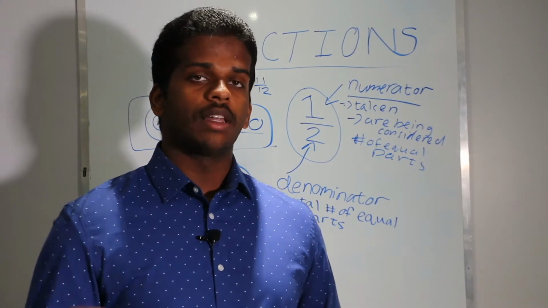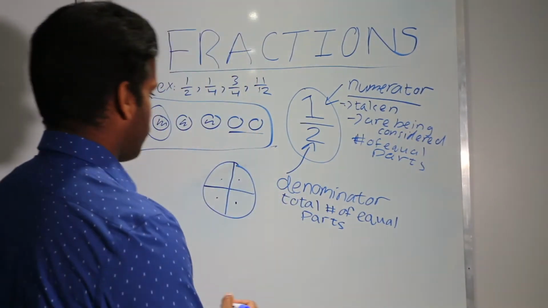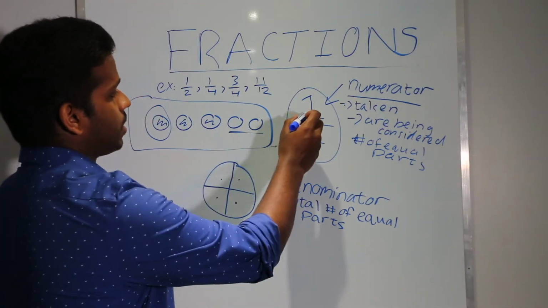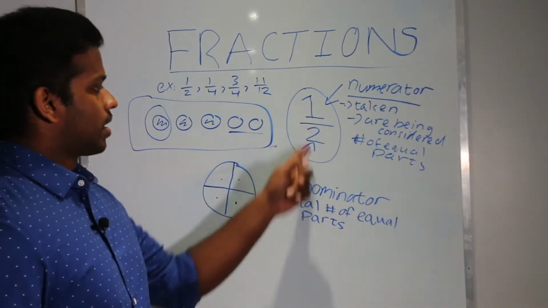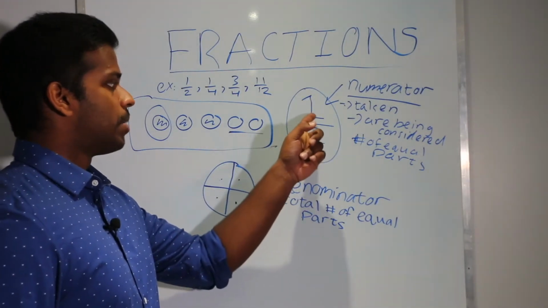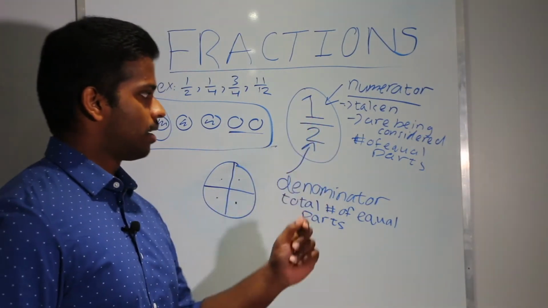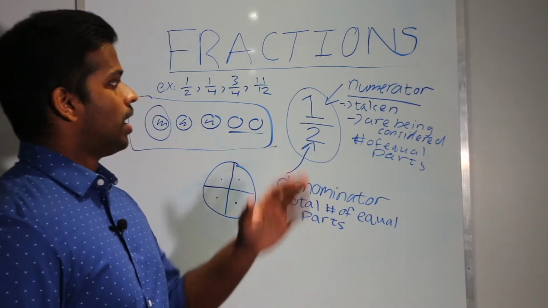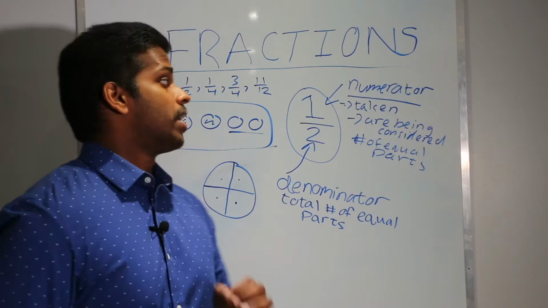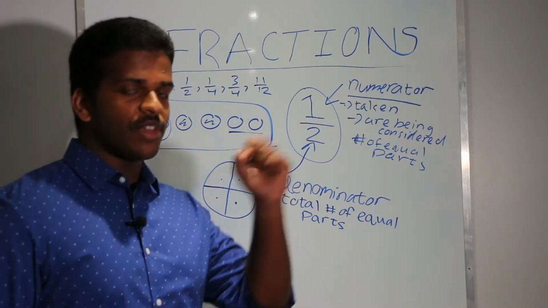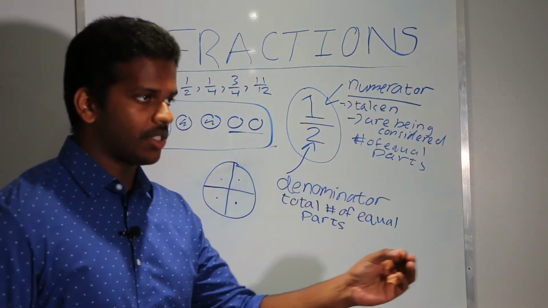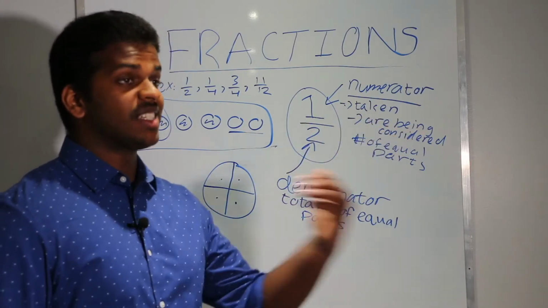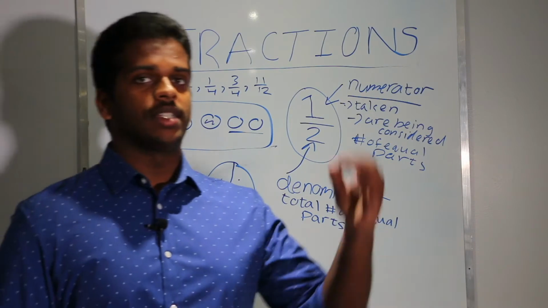So now we'll take a look at the parts of a fraction. I've already written it down here, so I'll just explain to you. A fraction consists of 3 parts. There will be a top number, a line in between called the fraction bar, and then there's a bottom number. The top number is called a numerator. So the numerator is the number of equal parts in a whole or a collection of things, as I explained earlier, that are taken or are being considered based on what the question is asking you.